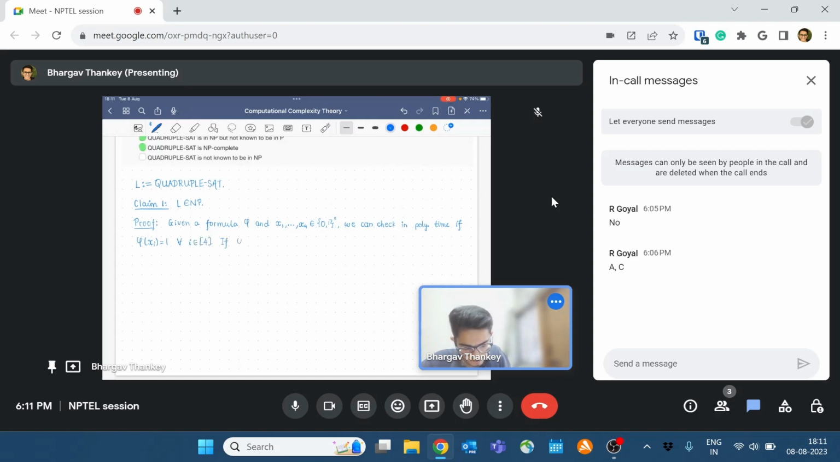If phi is in L, then such x1 to x4 exist. So if phi is in L, then at least four such assignments would exist, so we are fine. And if phi is not in L, then at most three assignments would exist, right?